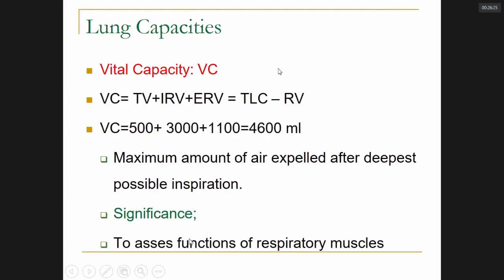The significance is that this assesses the function of respiratory muscles. You forcefully expel air after the deepest possible inspiration. It actually tests the quality of respiratory muscles. Right?